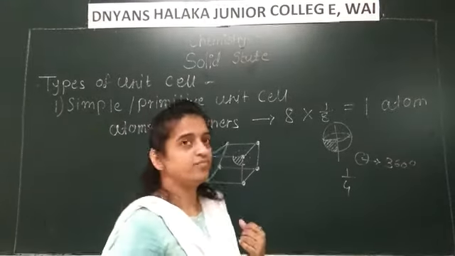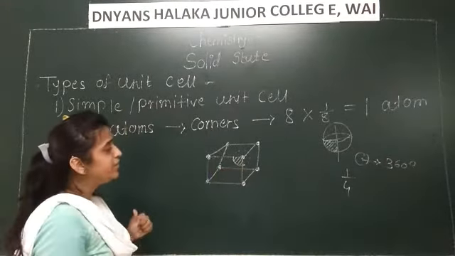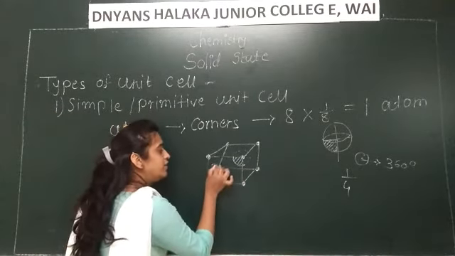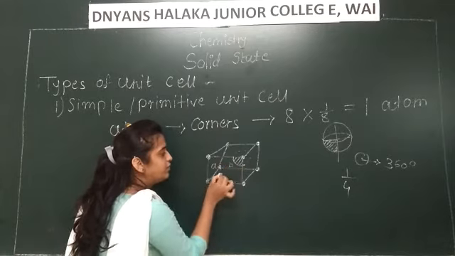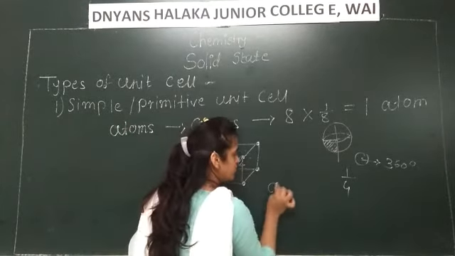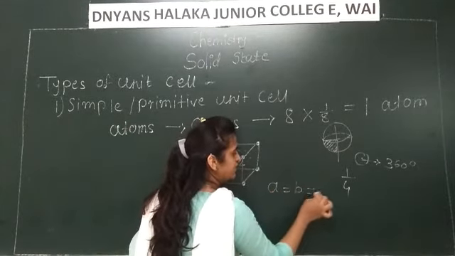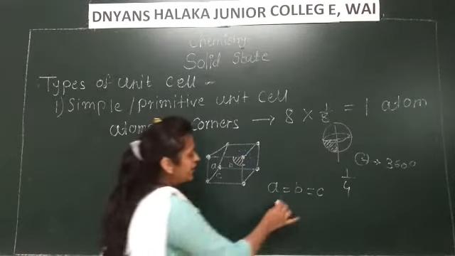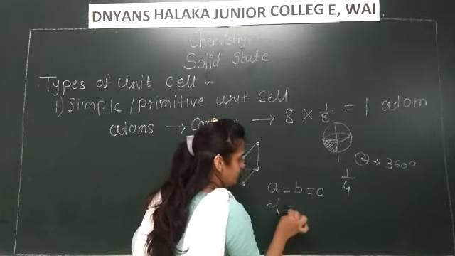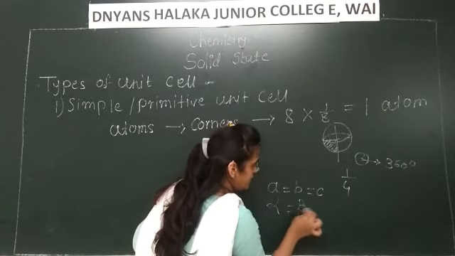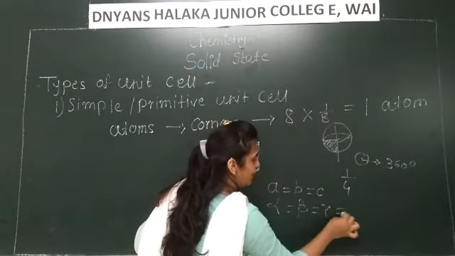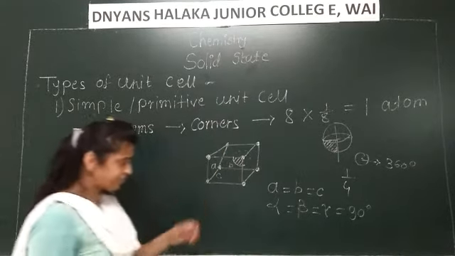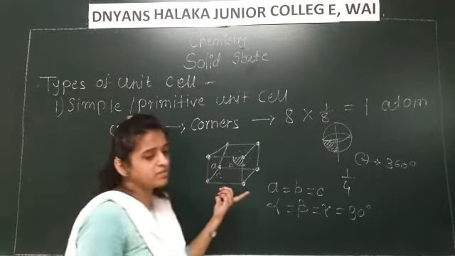So in simple primitive unit cell, the last point we discussed: A is equal to B is equal to C, means all edge lengths are equal, and the angle between these edges, alpha is equal to beta is equal to gamma, is 90 degrees.